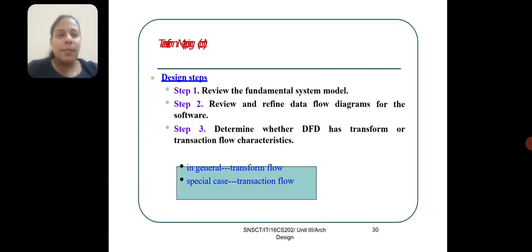And design steps. Step 1, review the fundamental system model. Step 2, review and refine data flow diagrams for the software. Step 3, determine whether the DFD has transform or transaction flow characteristics.